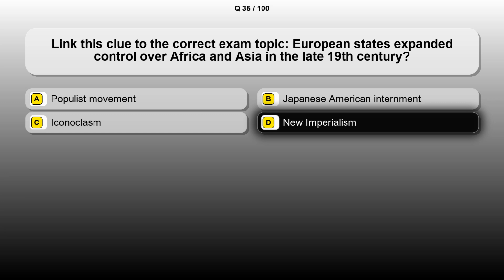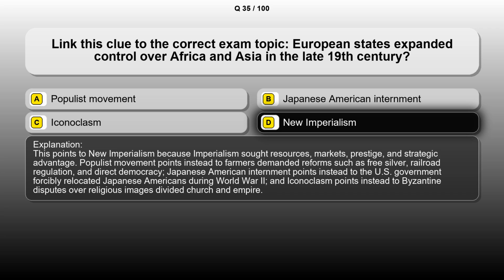The correct answer is option D, new imperialism. This points to new imperialism because imperialism sought resources, markets, prestige, and strategic advantage. Populist movement points instead to farmers demanded reforms such as free silver, railroad regulation, and direct democracy. Japanese-American internment points instead to the U.S. government forcibly relocated Japanese Americans during World War II, and iconoclasm points instead to Byzantine disputes over religious images divided church and empire.